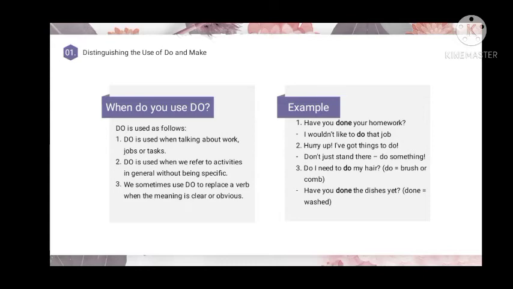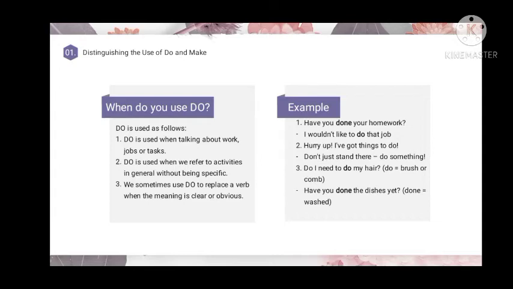2. Do is used when we refer to activity in general without being specific. Example: Hurry up, I have good things to do. Don't just stand here, do something.